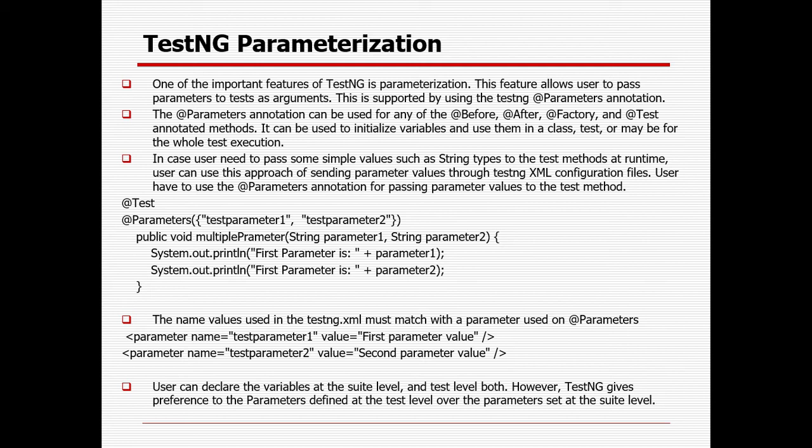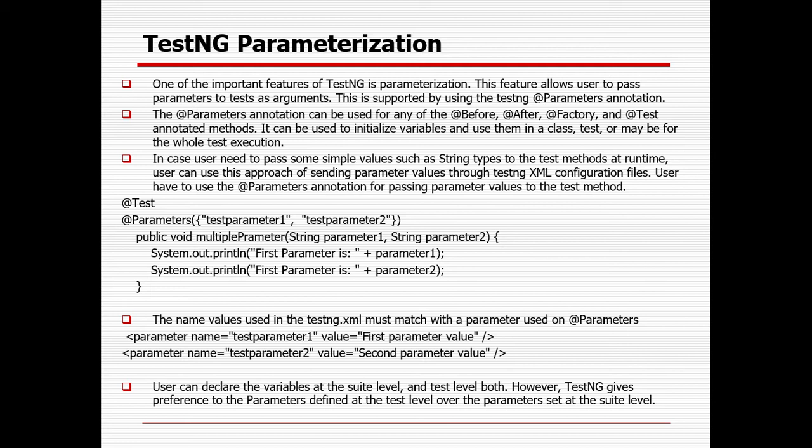This feature allows the user to pass parameters to a test as arguments, right? So we'll pass the parameter in the form of an argument. This is supported by using the TestNG @Parameters annotation, right? There are a lot of annotations in TestNG, like before test, test, right? So Parameters is another annotation which is used for declaring parameters. The @Parameters annotation can be used for any of the before, after, factory and test annotated methods. So for all types of methods, the Parameters annotation can be used.